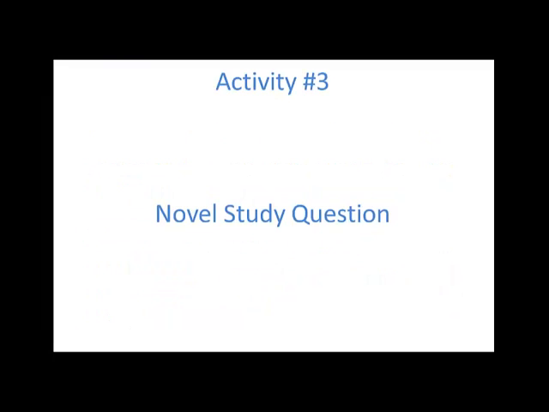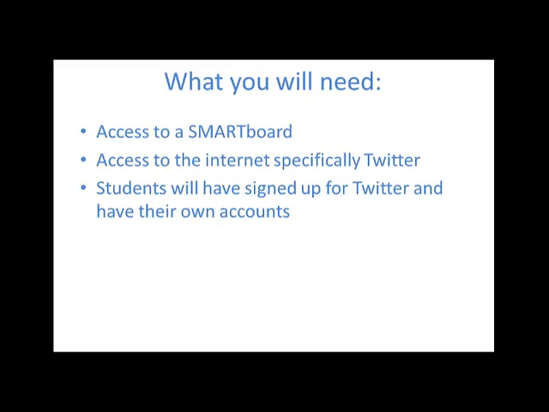Now we're going to look at activity 3. And that's the novel study question. And this is what you're going to need: access to a smartboard, access to the internet, specifically Twitter, and students will also have to sign up for a Twitter account, and they have to have their own accounts. So this one creates an inclusive environment, allows for feedback, and informs classroom discussion.